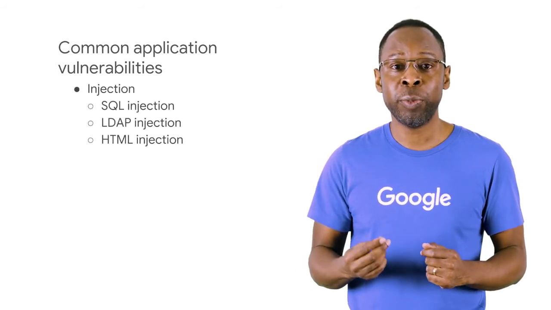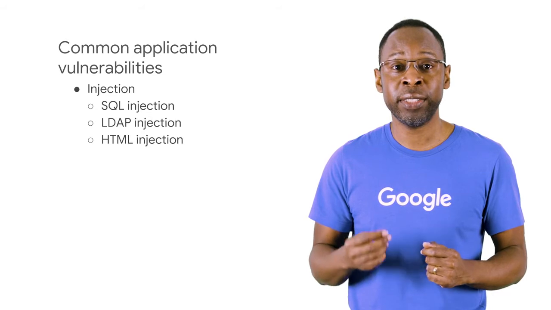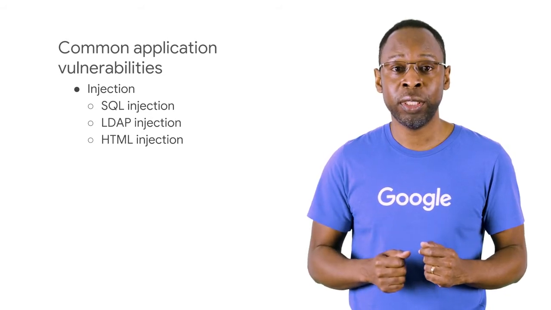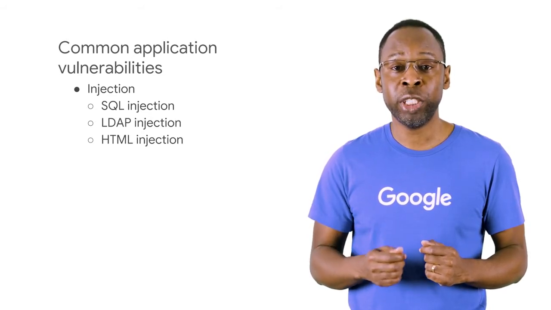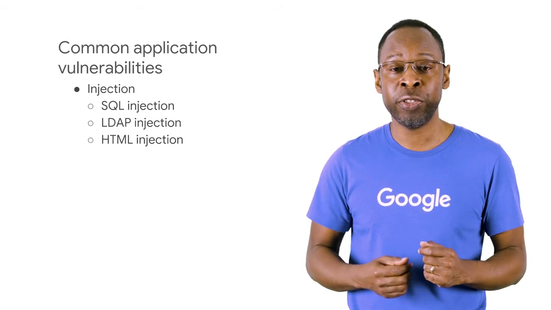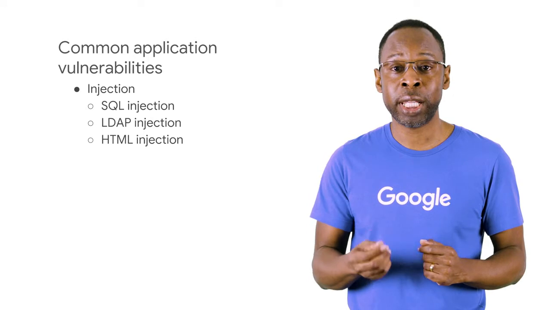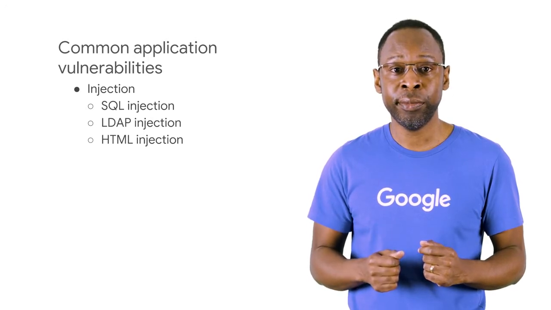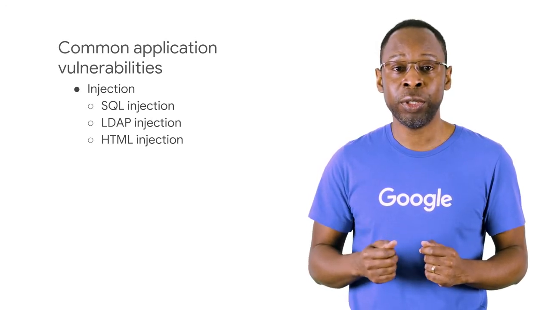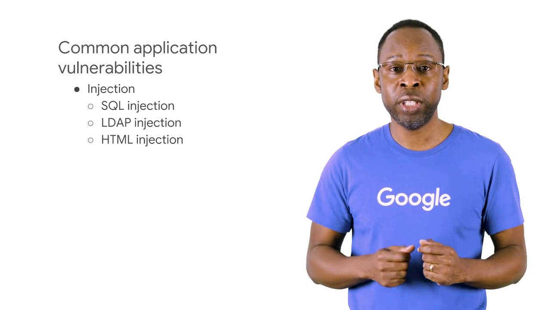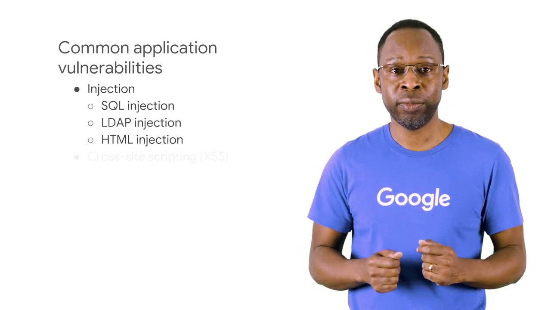Some of the most common application vulnerabilities are categorized as injection flaws. Injection flaws occur when some form of malicious content can be injected into an application from an attacker, and the application will then accept and interpret that content. Injection flaws come in many flavors, including SQL injection, LDAP injection, and HTML injection.